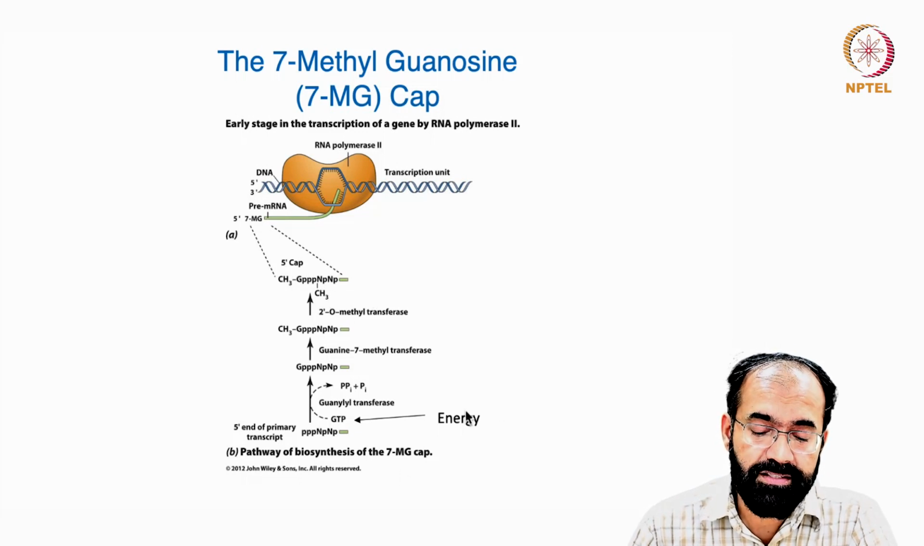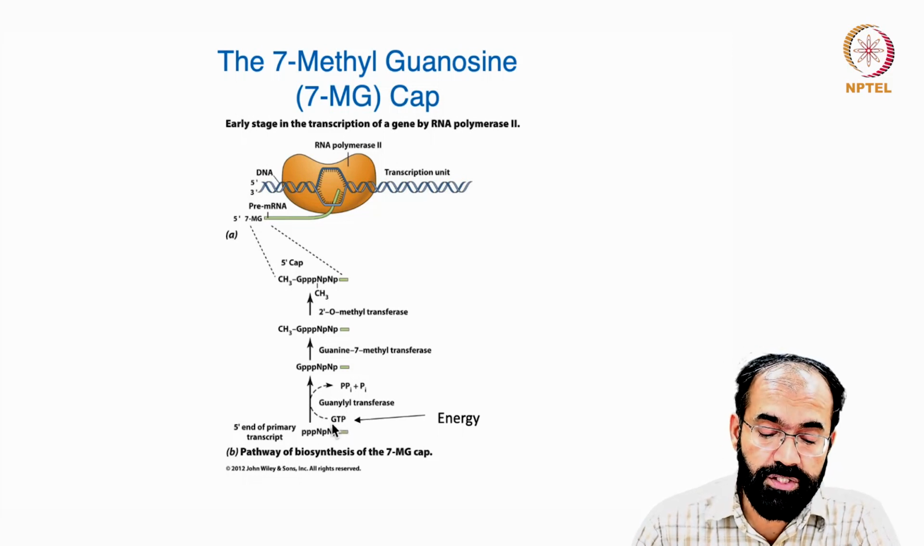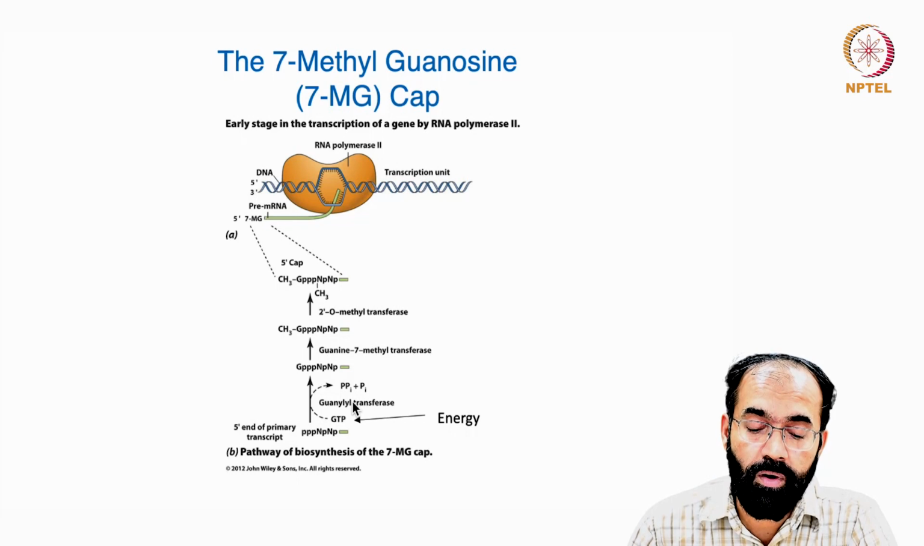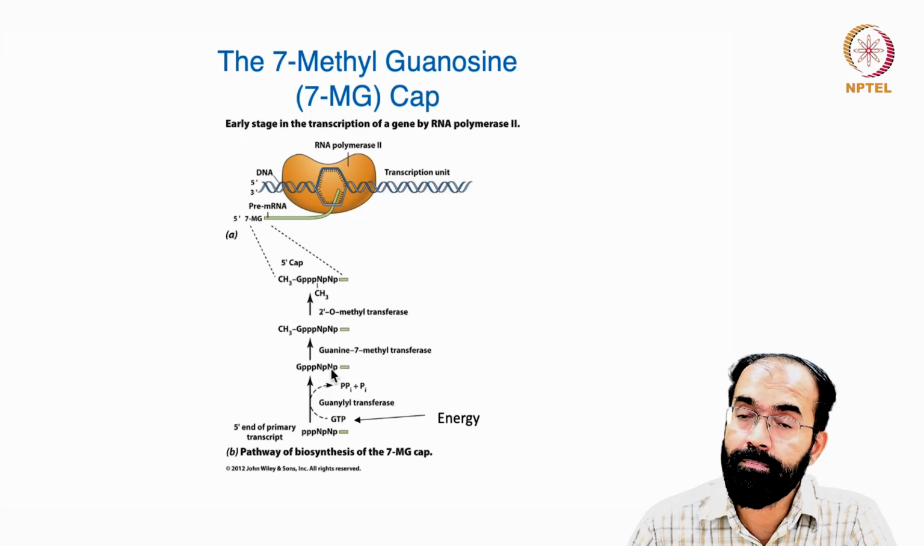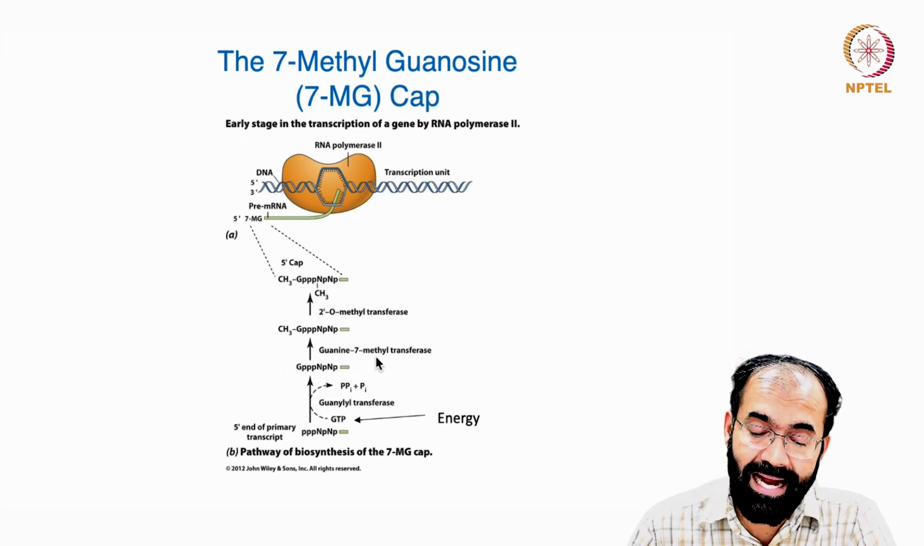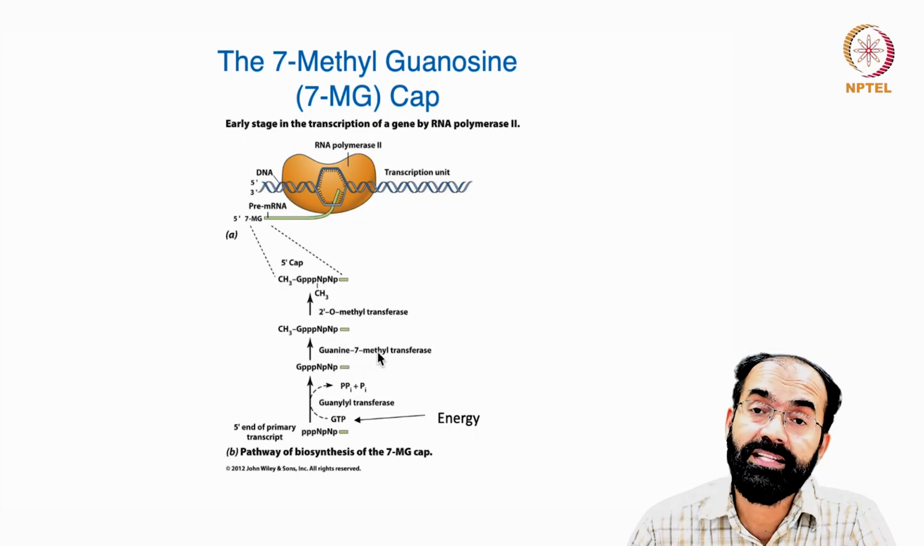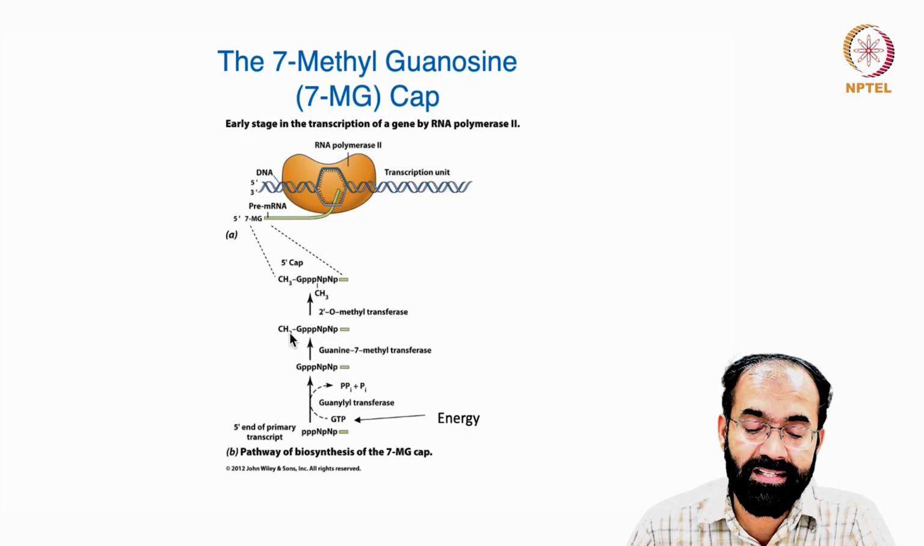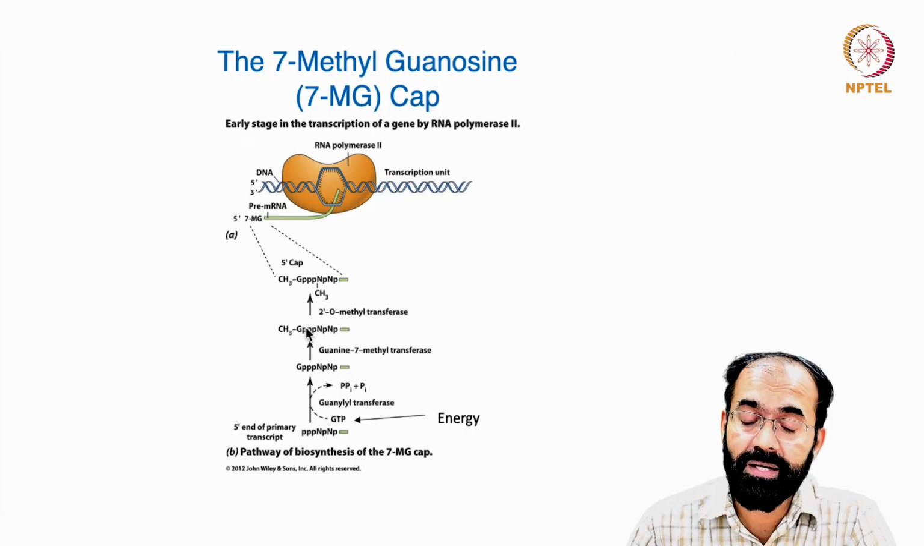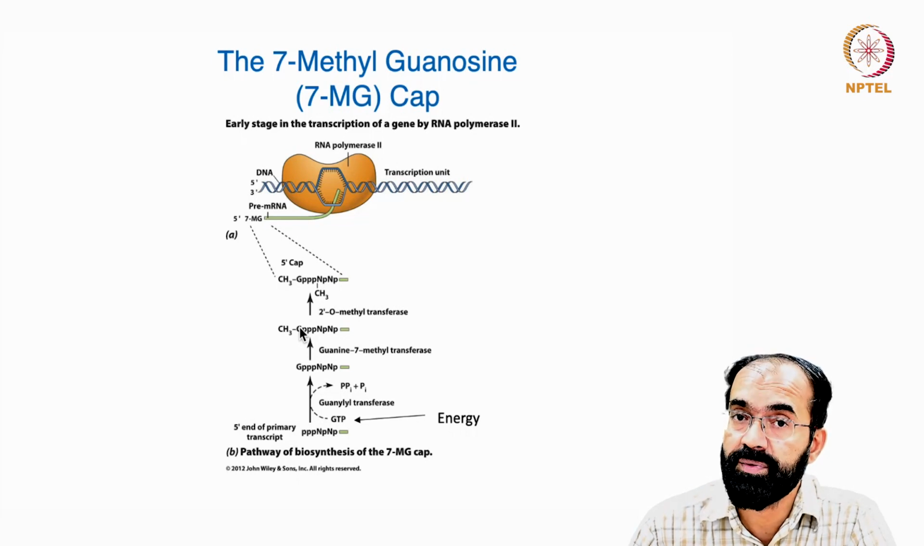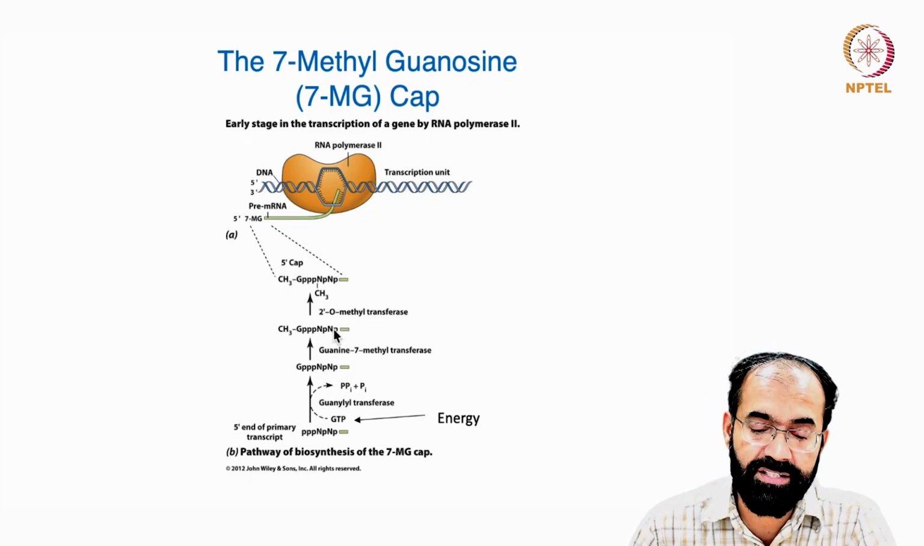To start with, step number 1, you have a utilization of GTP, and you use guanylyl transferase that will convert it to GpppNp, an intermediate which is acted upon by guanine 7-methyl transferase, and you end up getting a methylated GpppNp. What does this GpppNp indicate? It means it has a guanosine with all 3 phosphates intact, and downstream you have a nucleotide, phosphodiester backbone, again nucleotide, phosphodiester backbone. That is what Np stands for.